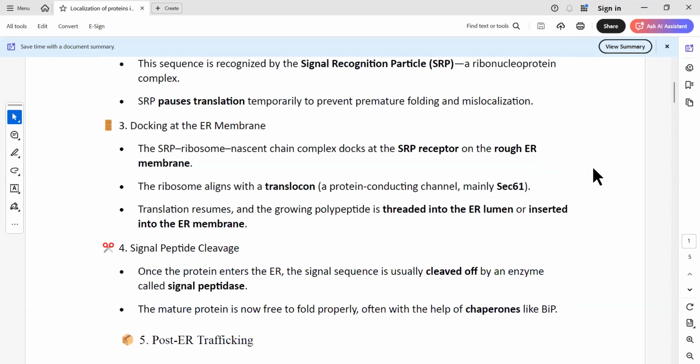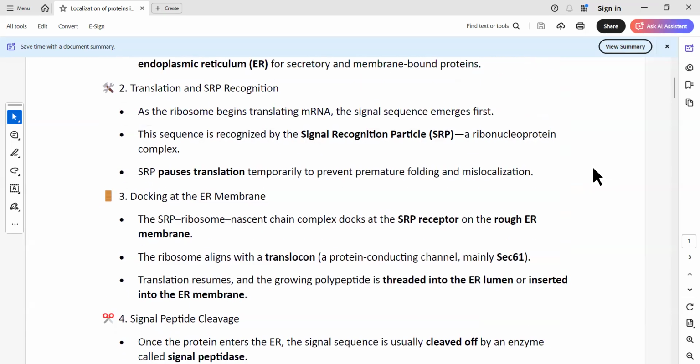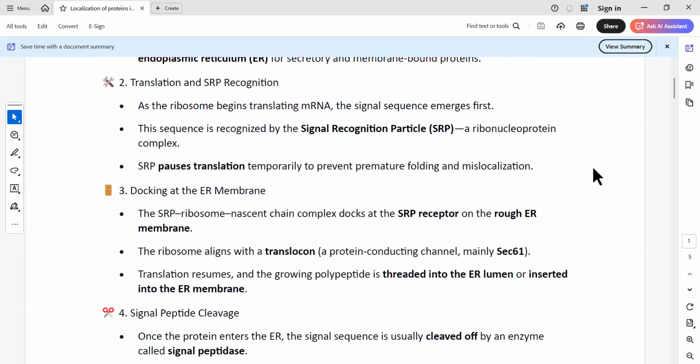Now there is a complex formed. What is that? That is the signal recognition particle, the ribosome, and the nascent polypeptide chain. So this complex is recognized by the SRP receptor, that is signal recognition particle receptor, which is located on the endoplasmic reticulum membrane. তার মানে হচ্ছে SRP, ribosome, and the nascent polypeptide, all of these they form a complex. This complex is recognized by the SRP receptor on the rough endoplasmic reticulum membrane.